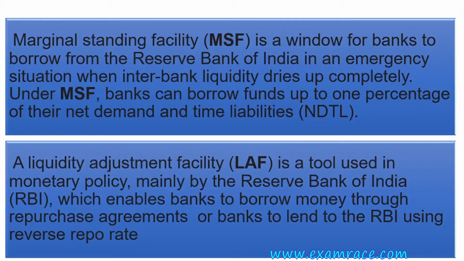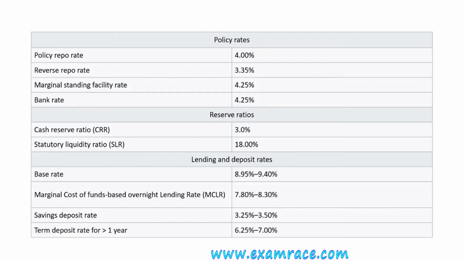A liquidity adjustment facility is a tool used in monetary policy mainly by RBI. It is used by RBI to enable banks to borrow money through repurchase agreements or banks to lend to the RBI using reverse repo rate. So either banks can borrow money using repurchase agreements from RBI or banks can lend money to the RBI using reverse repo rate. So these are the recent policy rates of different types of bank rates, interest rates decided by RBI. RBI is the one who decides different types of rates.